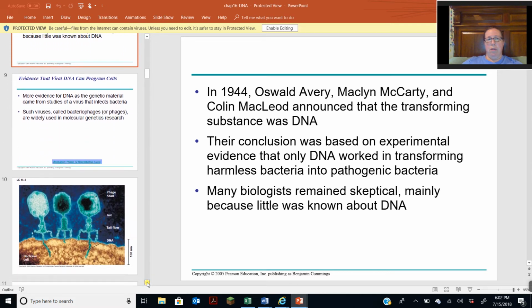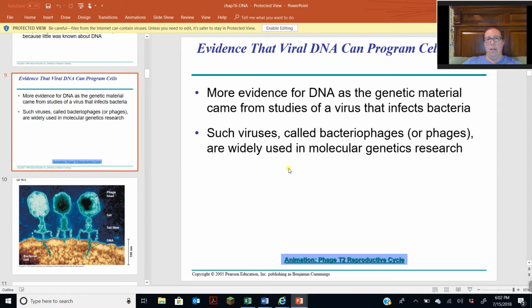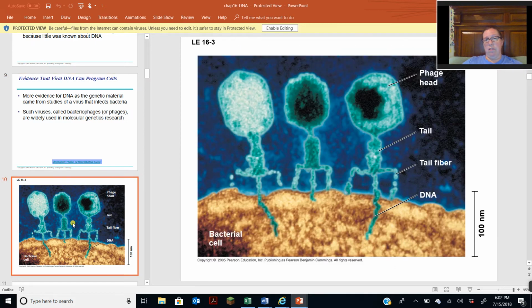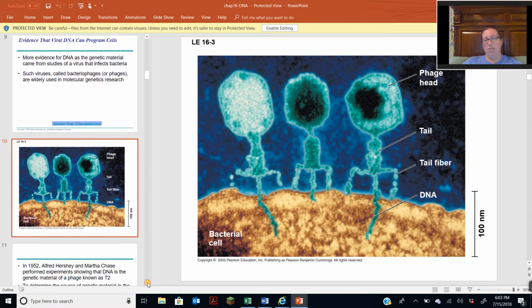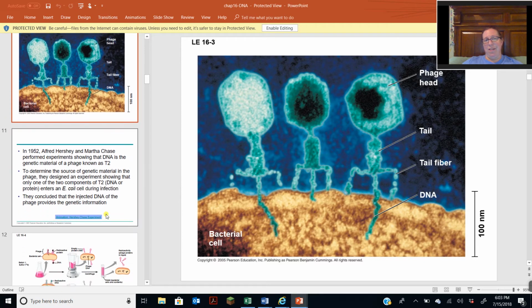So you keep going, and more evidence comes up. You get into the Hershey and Chase experiments, and they use bacteriophages, and they show that it was DNA and not protein that was the genetic material. And here's a picture. They look like little spaceships. Bacteriophages are viruses that attack bacteria. So again, everything in nature has its own enemies.